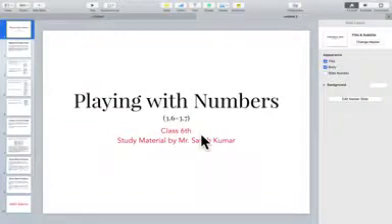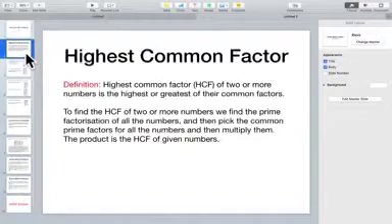This video will cover exercises 3.6 and 3.7 of your chapter Playing with Numbers. In this video we will learn about highest common factor, that is HCF, lowest common multiple, LCM, and some real life explanation with examples of their application. So let's start off. First we have highest common factor.